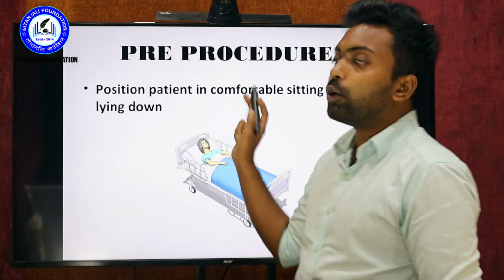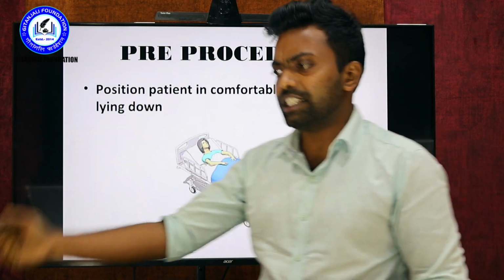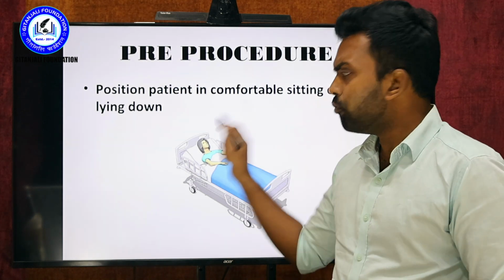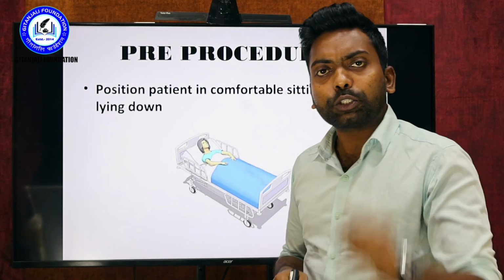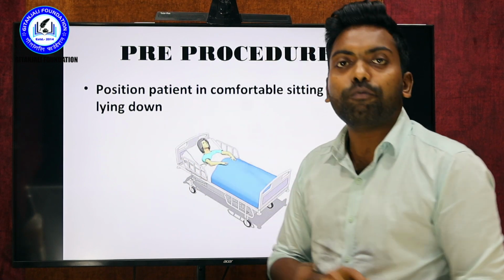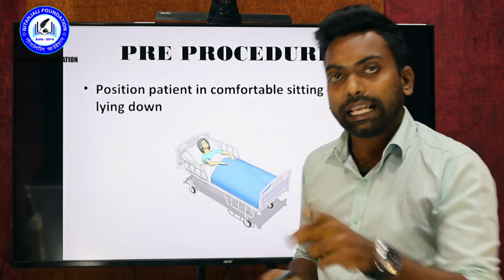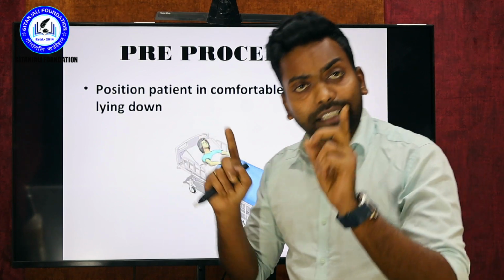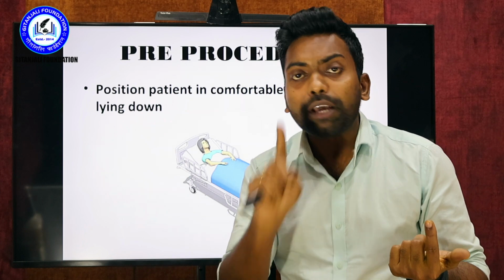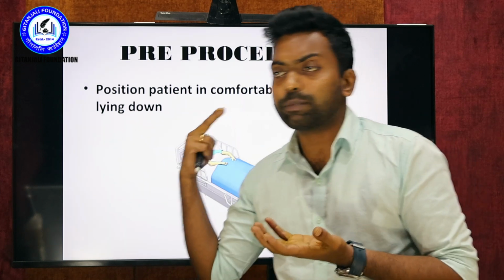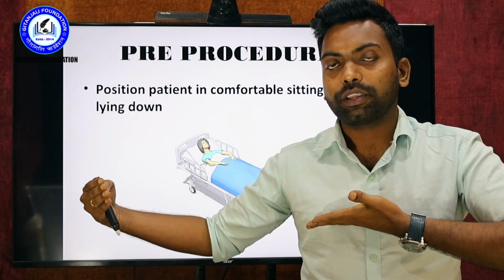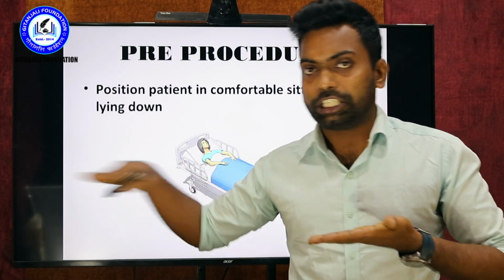And the next one is position of the patient. Not only for assessment of blood pressure, not only for assessment of vital signs, but for any procedure, make sure the patient is in a comfortable position. For checking blood pressure, the comfortable position is either sitting or lying. But either way, you must make sure the sphygmomanometer, the BP apparatus, is placed at chest level.